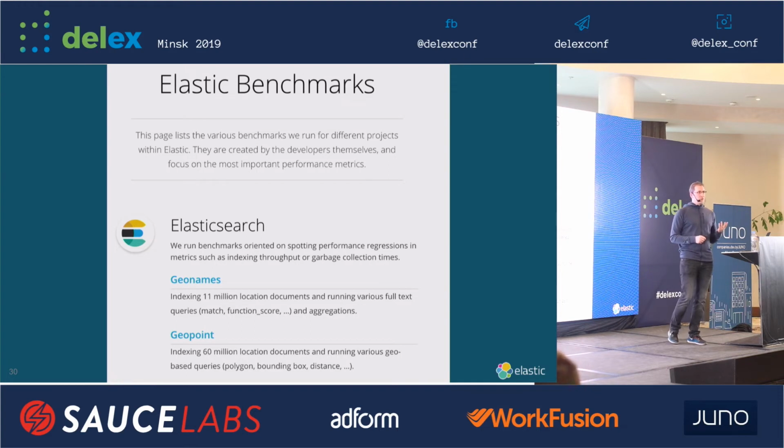So Rally consists of something that is called tracks. A track basically is a mixture of a data set and the queries which are fired against that. And you can see 2 tracks at the bottom here. There's a geonames track and the geopoint track. The geopoint track, for example, indexes a lot of documents with a latitude and longitude, and then runs queries which are mainly geo-based.